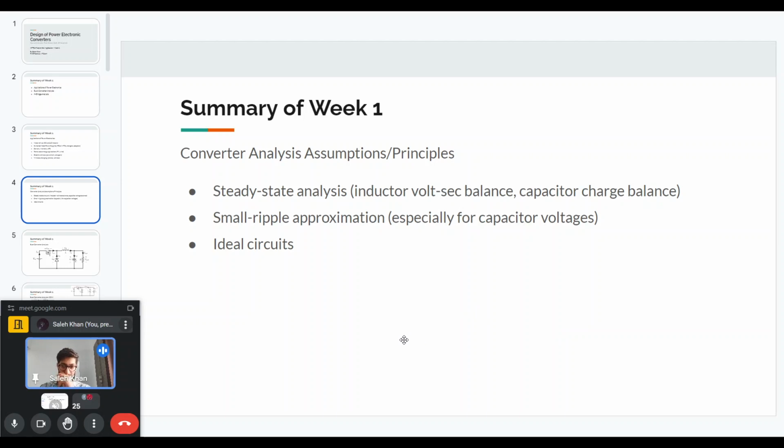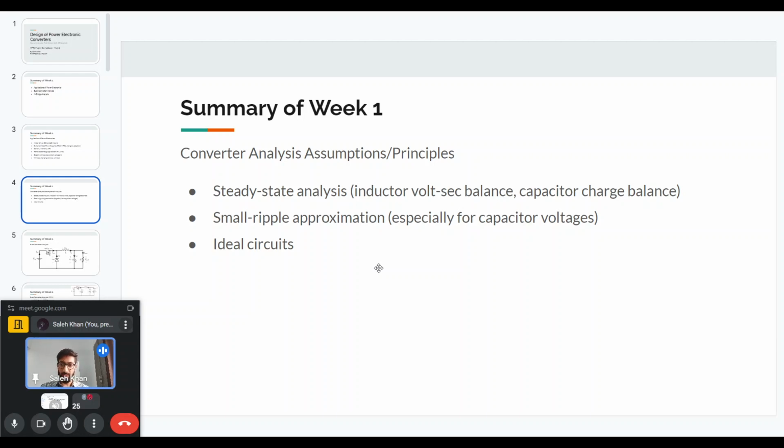And finally, the third assumption that we will make is that we are dealing with ideal circuits. That means that if we have an inductor, during the first analysis that we do, that inductor will not have any resistance, and it will not have any parasitic capacitance. For the switches that we will deal with, if the switch is on, then it will not have any forward voltage drop or any resistance while it is on, and when it is off, it will not have any leakage current. So these are the assumptions that we make while we do this analysis.